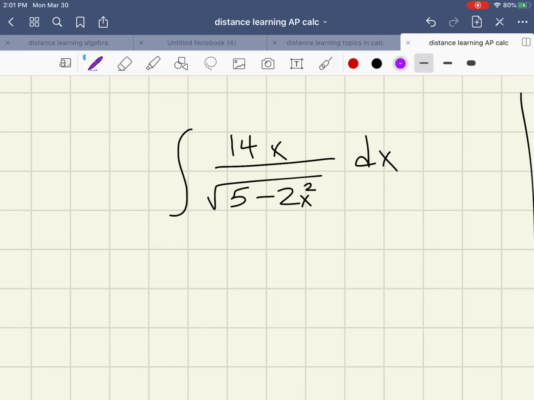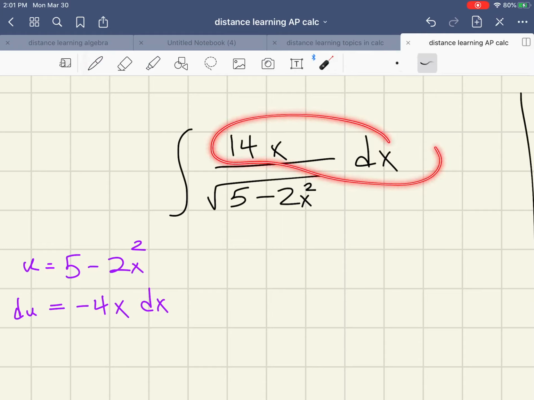This is more u substitution integration. So looking at this problem, I'm going to say that 5 minus 2x squared is probably a pretty good u. Take the derivative of u. 5 would be 0. And then negative 2x squared becomes negative 4x. Keep a dx in there because we're trying to get rid of this stuff.